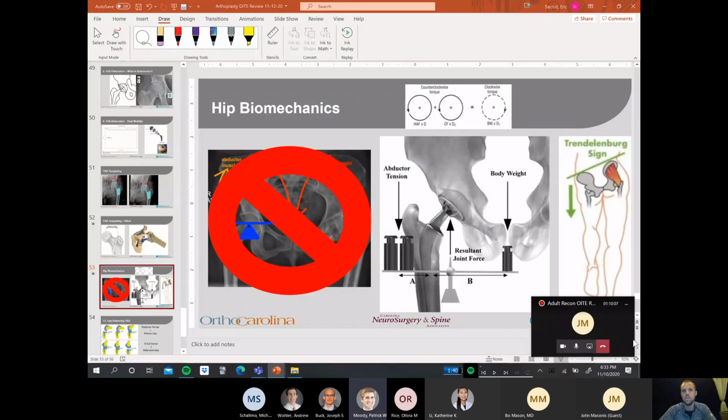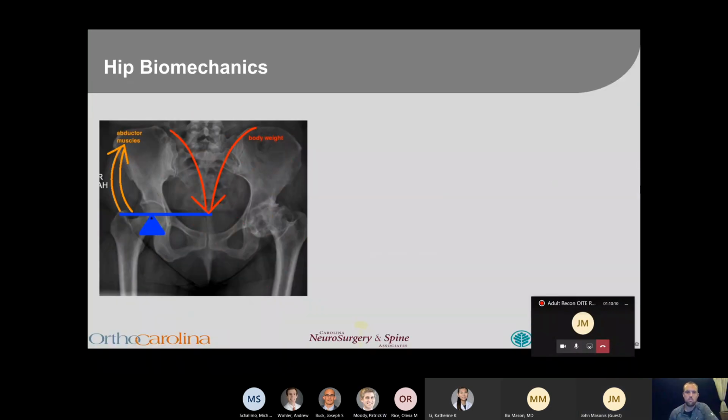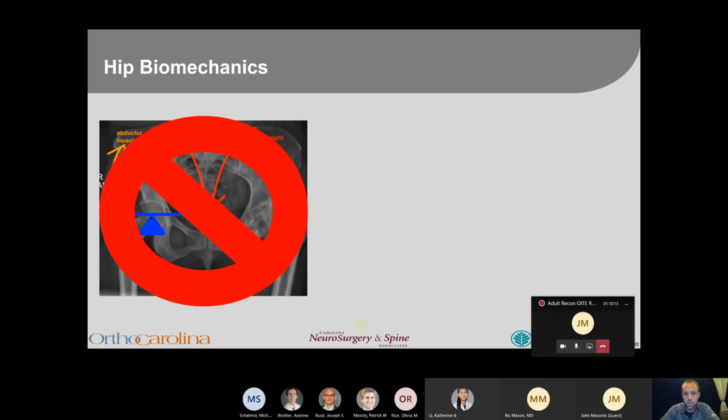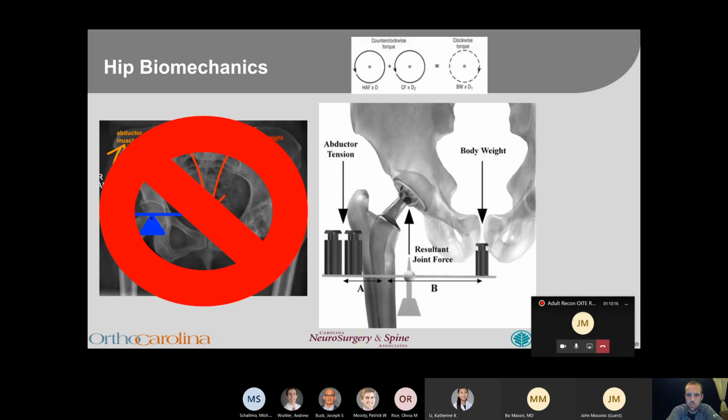Yes. Okay. So don't think about this in terms of actual abduction. I think a better way to conceptualize it is with clockwise and counterclockwise torque. So body weight has to be pushing down and the abductors have to be pushing down too. And what that results in is balancing of clockwise torque versus counterclockwise torque around the center of the hip as the fulcrum. And then you have to obviously incorporate the distance from the center of the hip to the center of mass and the difference from the center of the hip to the trochanter in that equation.